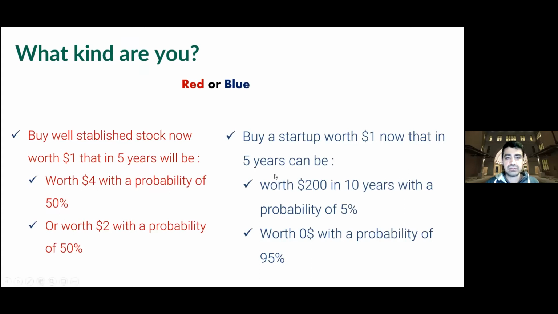So you have these two scenarios. Scenario red: buy a well-established stock now, worth $1 at the moment, that in 5 years, 50% it will be worth $2, 50% it will be worth $4, right? You have a simple expected value of 3, basic enough, and you'll triple your money in 5 years. Beautiful. It's close to S&P 500-ish, slightly better, I'd say. Now you have the whole VC situation going on. You have $1 now, in 5 years, 5% chance you might get $200, 95% chance you might get 0.